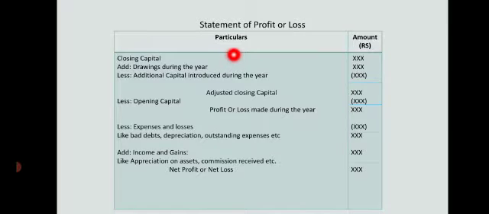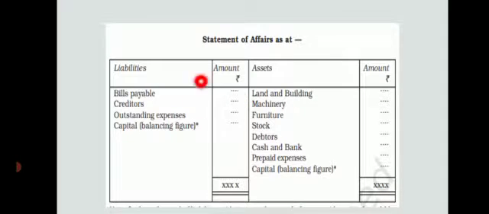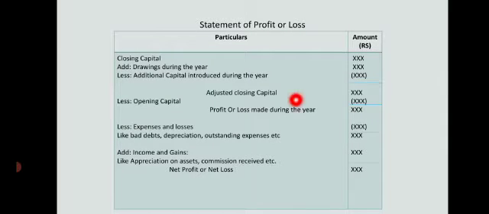In your previous classes you might have studied the statement of profit or loss, but once again we will see the format of the statement of profit or loss, right? So, particulars, amount in rupees. After preparing the statement of affairs, the outcome is opening capital and closing capital, which is used in the statement of profit or loss. So the statement of profit or loss always starts with closing capital.